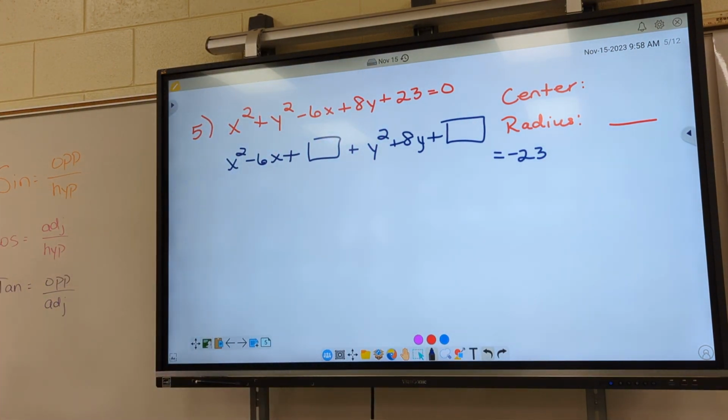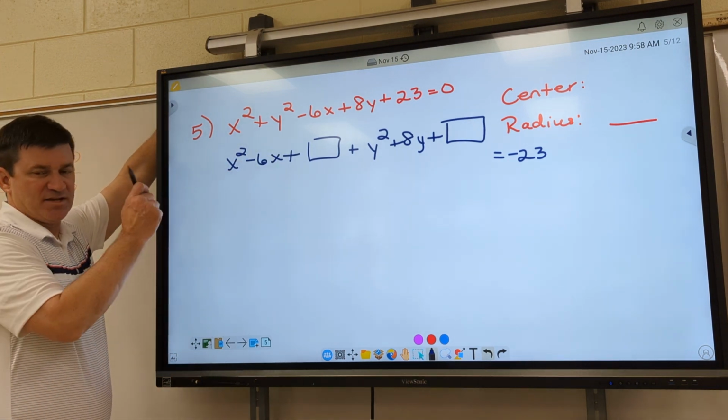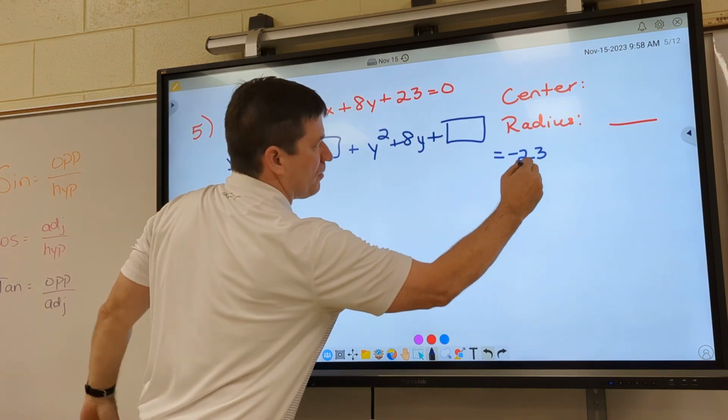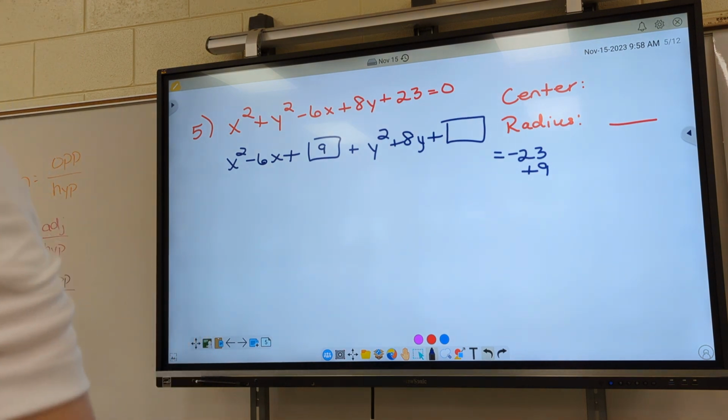All right, so Hunter, explain to me, how do I fill in this box right here? You're going to take half of 6. That's 3. Square. 3 squared is 9. I put a plus 9 there and a plus 9 there, right? Right. Whatever you add on one side, you got to add on the other.